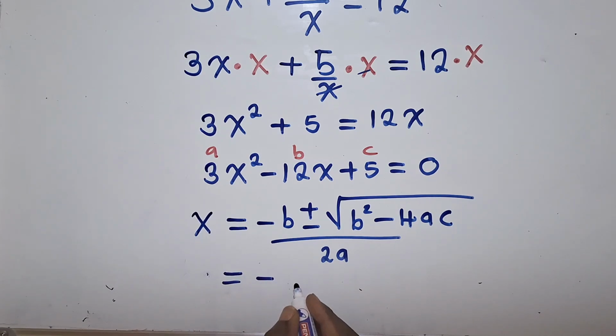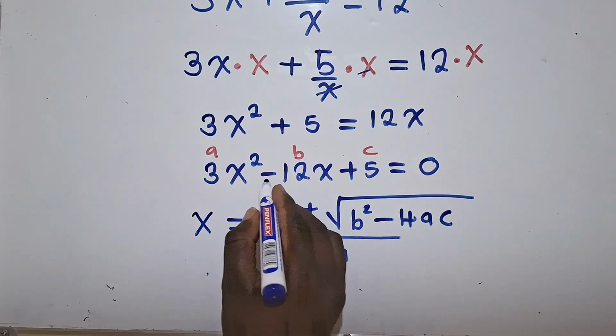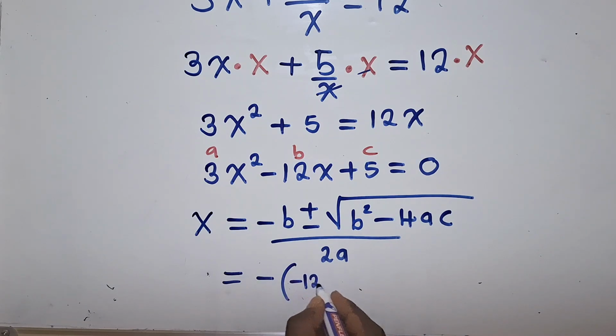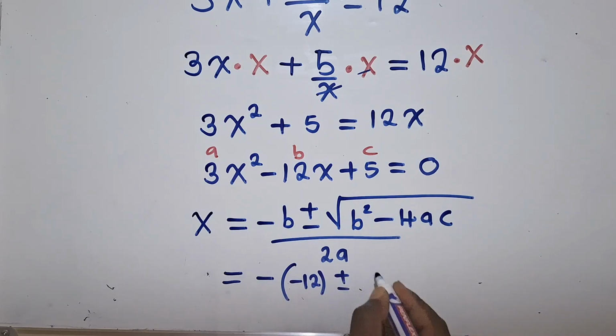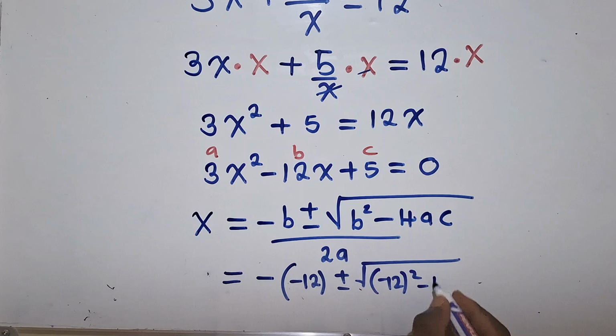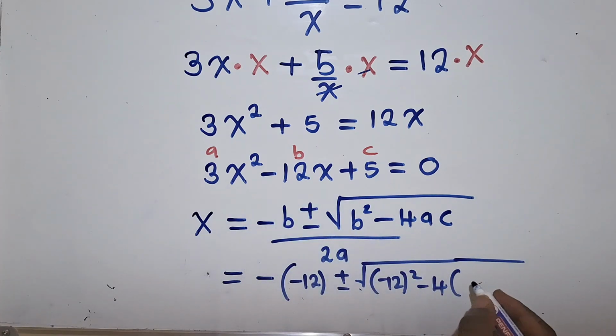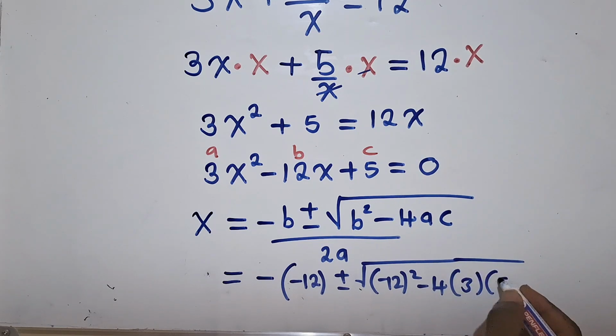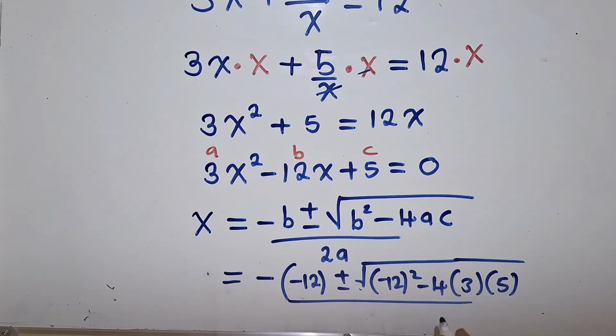This will be negative. There's a negative 12 here. Put it inside the brackets. Plus or minus root over negative 12. Remember to put it inside the brackets because it has got a negative sign, this negative 12. So 3 and 5 here over 2, our A is 3.